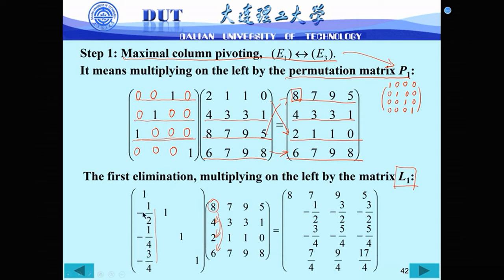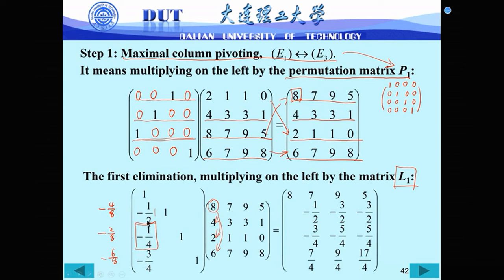So here, this multiplier is minus the ratio. The numerator is 4. Actually, it should be minus 4 over 8, because 8 is the denominator. So it is minus 1 over 2. And this multiplier is also minus a ratio, for the third row: 2 over 8, so 1 over 4. And the last multiplier is minus 6 over 8. So it is just minus 3 over 4. Are you clear? 3 multipliers.